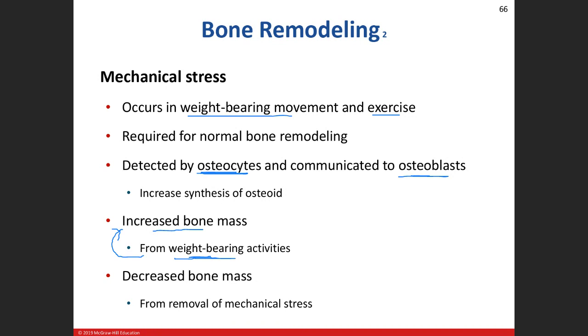If we decrease the mechanical stress or weight-bearing activities, then we'll have decreased bone mass, 0G, okay? Sedentary, not being active, okay?